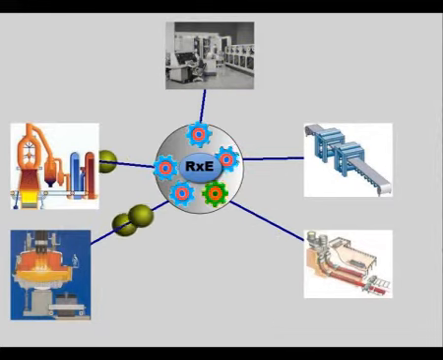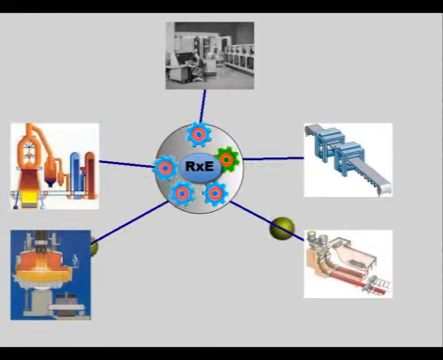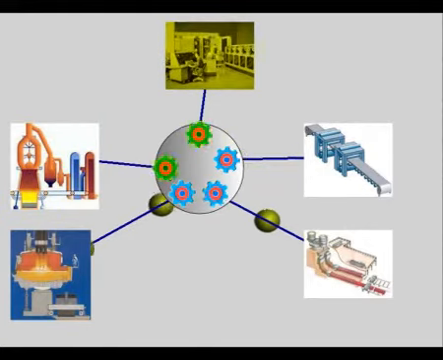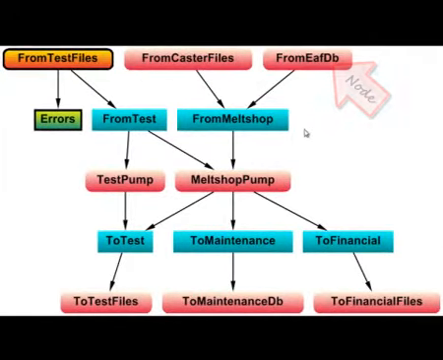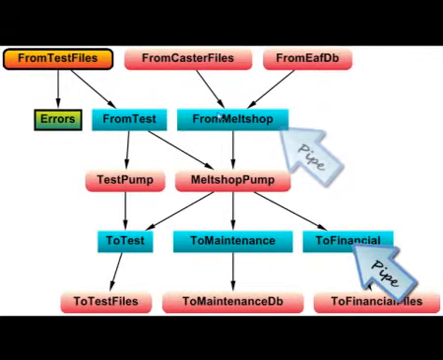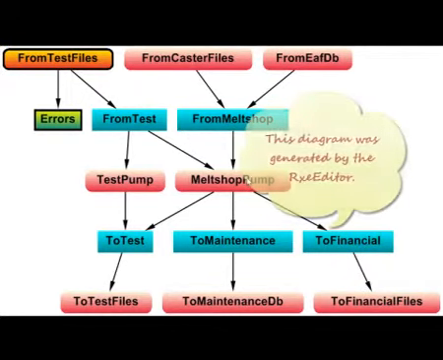Let's take a closer look at RxE, including how it works and the benefits it can provide. The construction of an RxE is simple. It consists of interconnected nodes and pipes. The nodes provide the action, that is receiving, pumping, and sending, and the pipes provide the means to move messages from node to node. RxE is best visualized by the diagrams in the RxE editor or the RxE viewer.